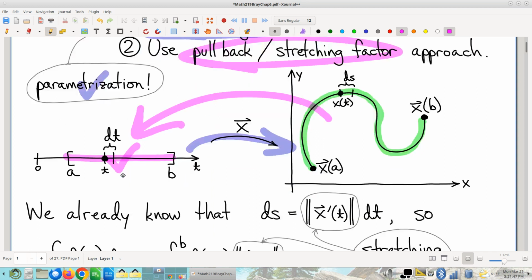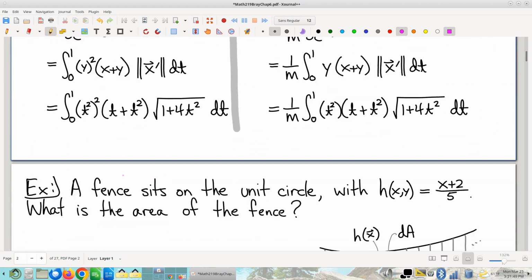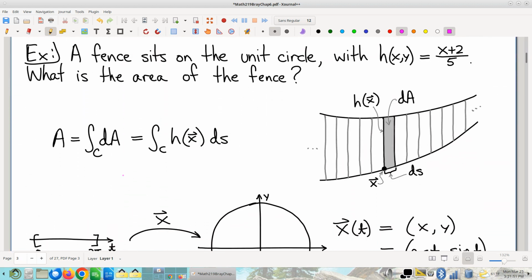Okay, so we saw some examples. We're going to do a couple more examples today. So here we go, new example. We have a fence, and it's sitting on the top of the unit circle, so I guess your property line or whatever on which you have built this fence is the unit circle.